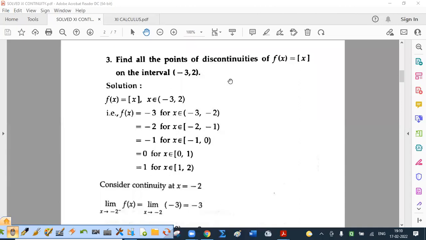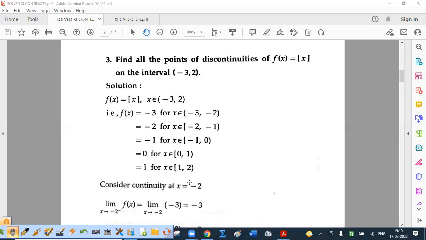But if asked in college exam, you have to write solution like this. So f of x is greatest integer not greater than x. X belongs to this open interval. So f of x is minus 3 for x belonging to this interval minus 3, minus 2. It is minus 2 for x belonging to this semi-open interval. See, if x is minus 2, greatest integer not greater than minus 2 is minus 2 only. Right? So minus 2 is included, but minus 1 is not. Again, f of x is minus 1 for this semi-open, minus 1, 0. F of x equal to 0 for this semi-open interval, and f of x is 1 for this semi-open interval.